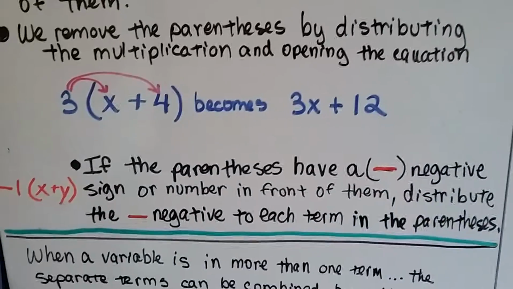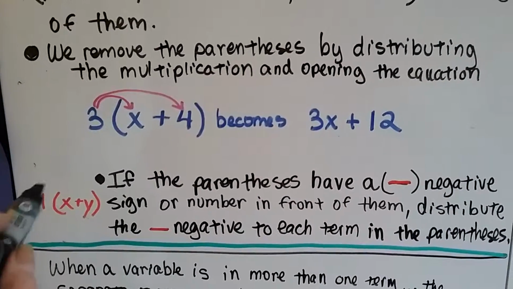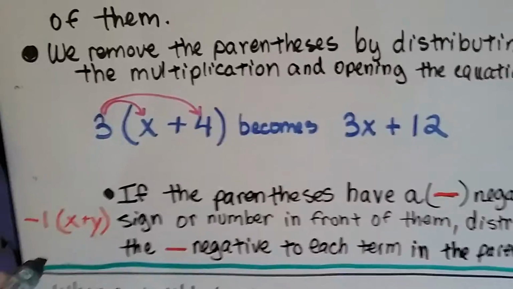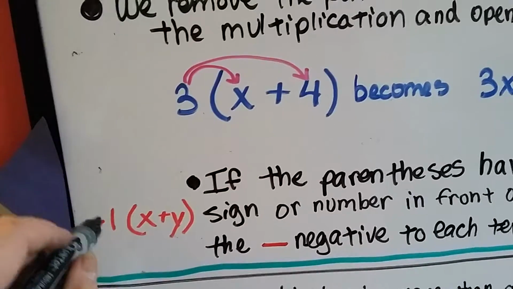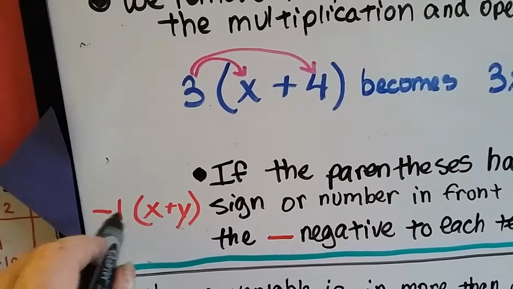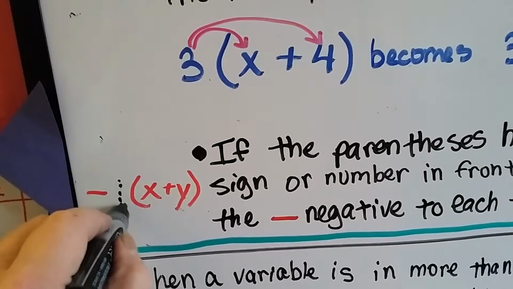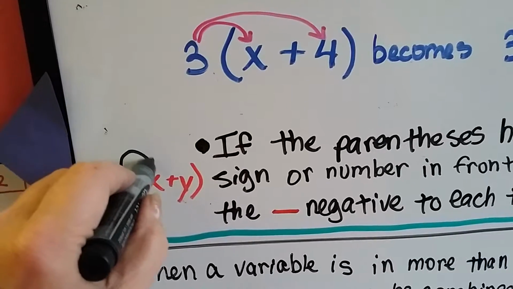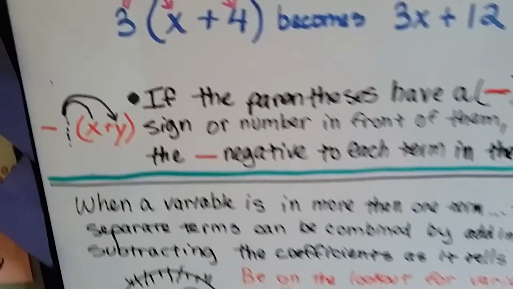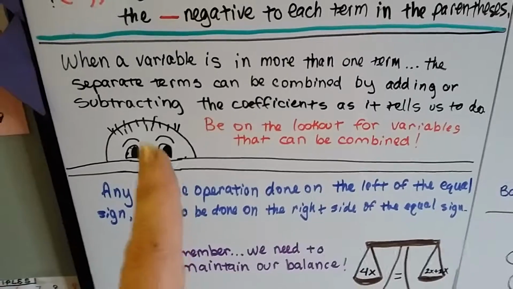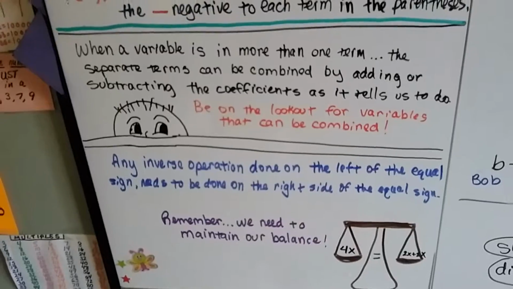All right? And if the parentheses have a negative sign in front of them, then we distribute that negative to each one inside of there also. And if it's just a negative sign like this, we know there's an invisible 1 there. Just like in front of the variable, there's an invisible 1 if you just see a negative sign in front of a parentheses. You have to imagine there's this little invisible 1 there, and we're going to distribute the negative sign to the x, and then we distribute the negative sign to the y. See? So keep your eyes open and keep a lookout for variables that can be combined, and remember, whatever we do to one side, we have to do to the other to keep our balance.